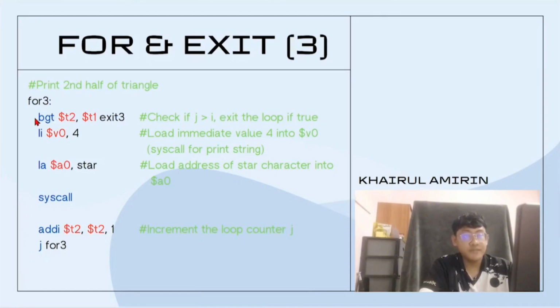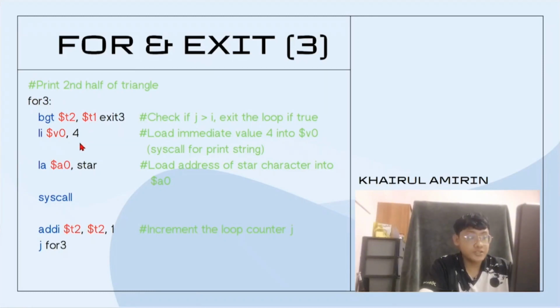So basically, this line of code is used to check if J is more than I, and it will exit the loop if it's true. So the instruction checks if the value in register T2 is greater than the value in register T1. Then if it's true, it will branch to exit 3 and exit the loop.